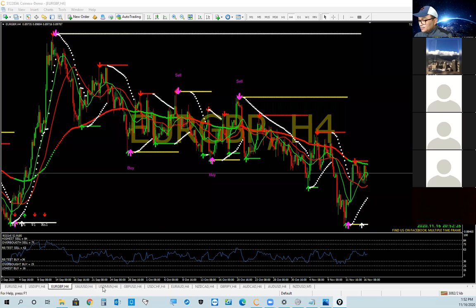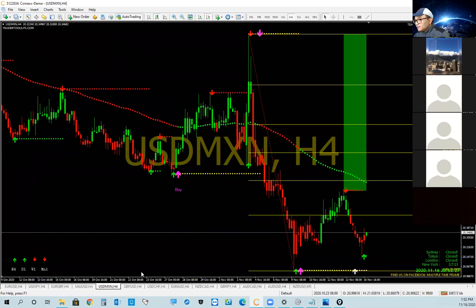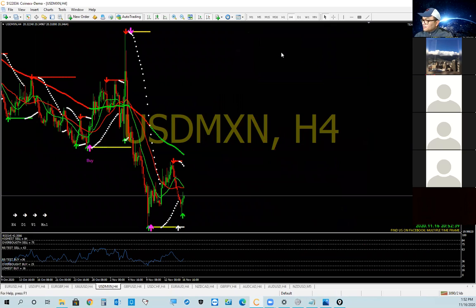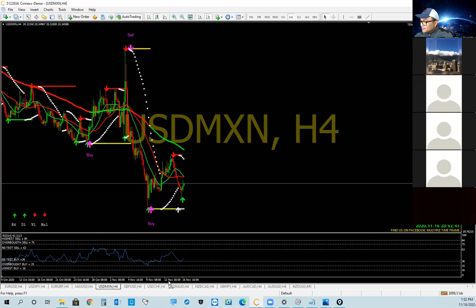All right, let's see USD peso. I really love this pair here. Let's see it at 4 hours. Look at that. USD peso is in a sell position. Look, it's dropping. So this is what I was saying earlier. Most likely the market is always gonna do that small pullback here.